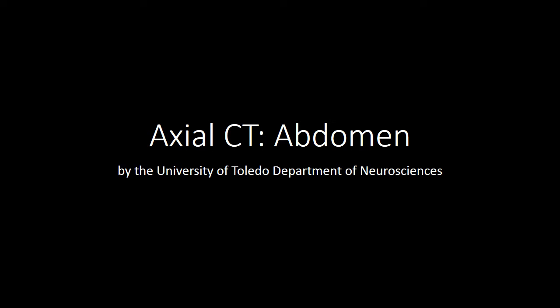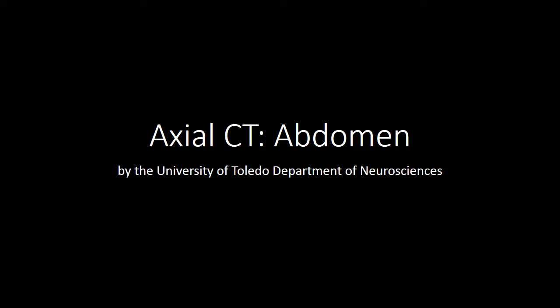In this video, we will be going over major structures in the axial CT of the abdomen. Now, there are many structures located in the abdomen. There is a number of viscera that have defined regions to them, as well as a number of branching arteries and veins.